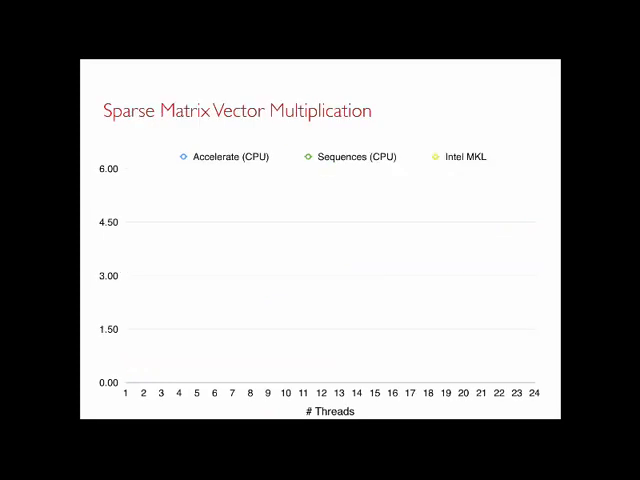As an additional benchmark, we also did sparse matrix vector multiplication. In this case, we compared our solution with plain Accelerate as well as the Intel Math Kernel Library. So starting with plain Accelerate, as we can see here, this scales not great, but scales reasonably.